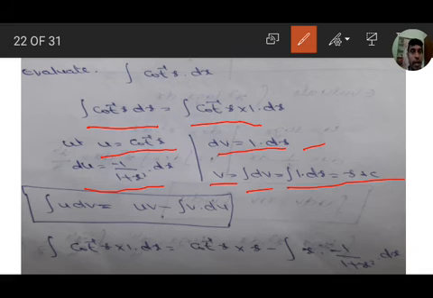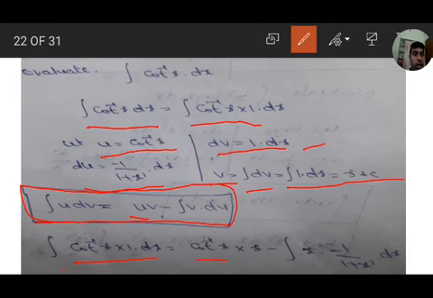So the formula: integration of u into dv equal to uv minus integration of v du. So integration cot inverse x into 1 into dx: u value cot inverse x, v value x, minus integration of v, x, into du, minus 1 by 1 plus x square dx.